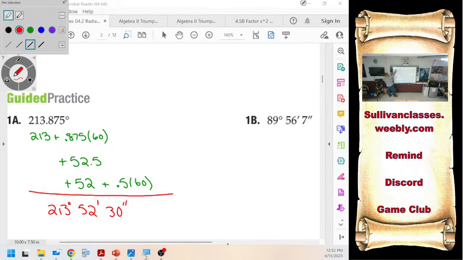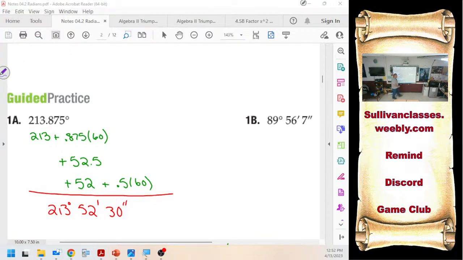If I have something that is in DMS and I want to switch over to straight decimal, 89 degrees plus 56 out of 60 degrees plus 7 out of 3,600 or 60 squared degrees.